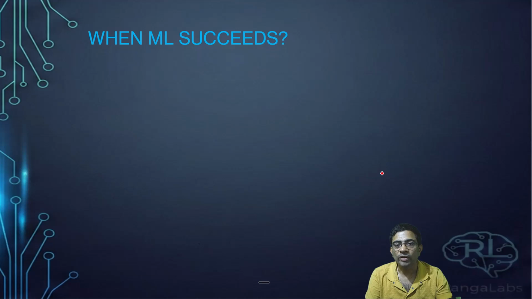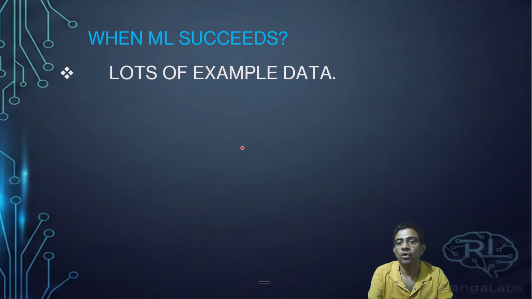When machine learning succeeds: lots of example data. You have lots of example data, and machine learning will succeed. As I told you, if you give less number of inputs here, it will be very difficult for the machine learning to learn. Okay, so it will fail. So you have to give many examples for the machine learning algorithm to learn.